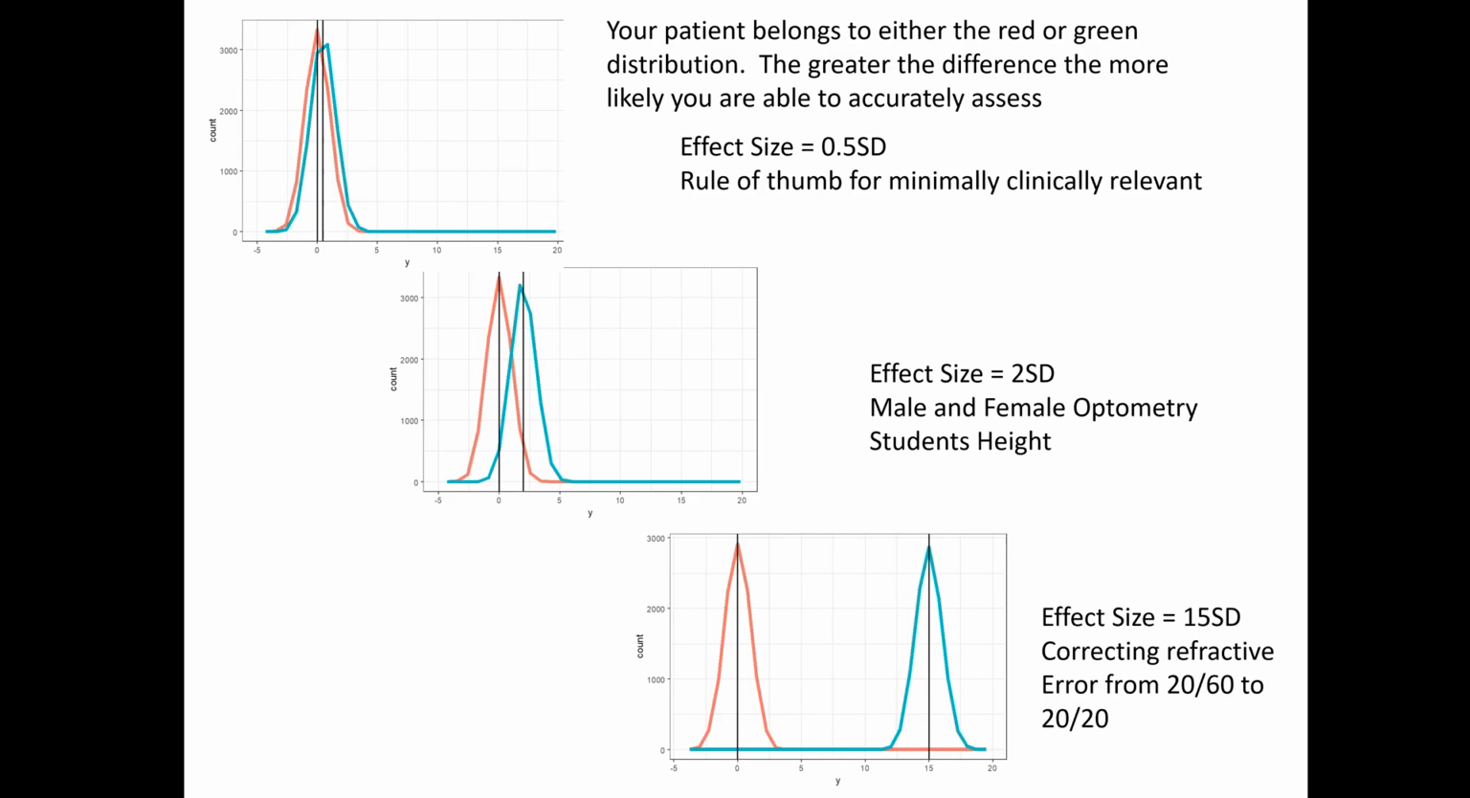All right, so sometimes in a diagnostic situation, you want to know, does your patient belong to the red or the green distribution? The greater the difference, the more likely you are able to accurately assess. Also, if you're looking at a treatment, it might be the green, and is it larger or smaller than the red? So you're looking at the size of that difference. And here, in this first distribution, we have an effect size of 0.5. And this is the rule of thumb for minimally clinically relevant difference. And you can see 0.5, not very big.